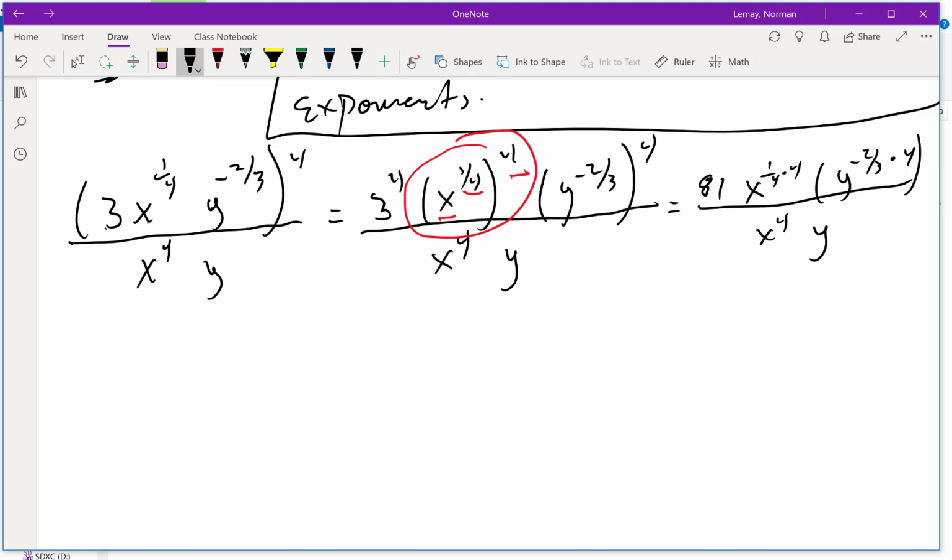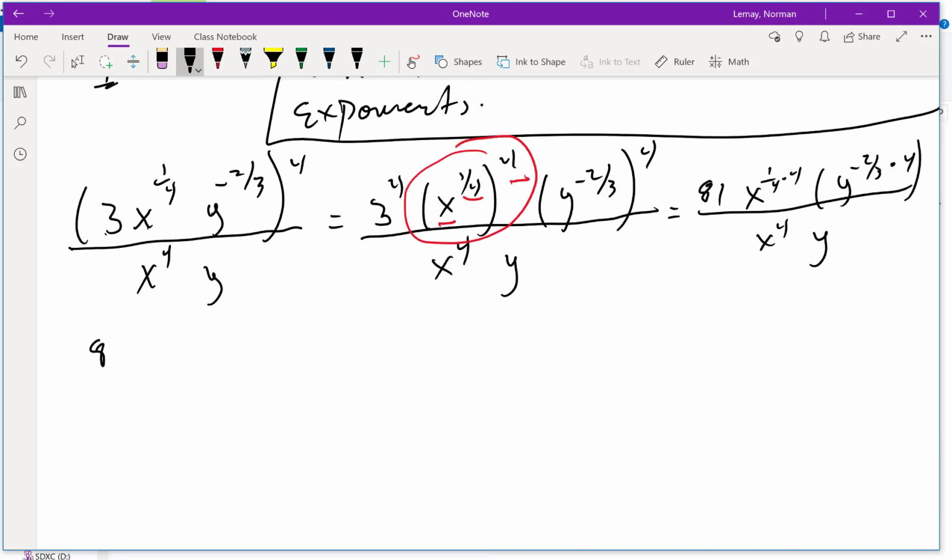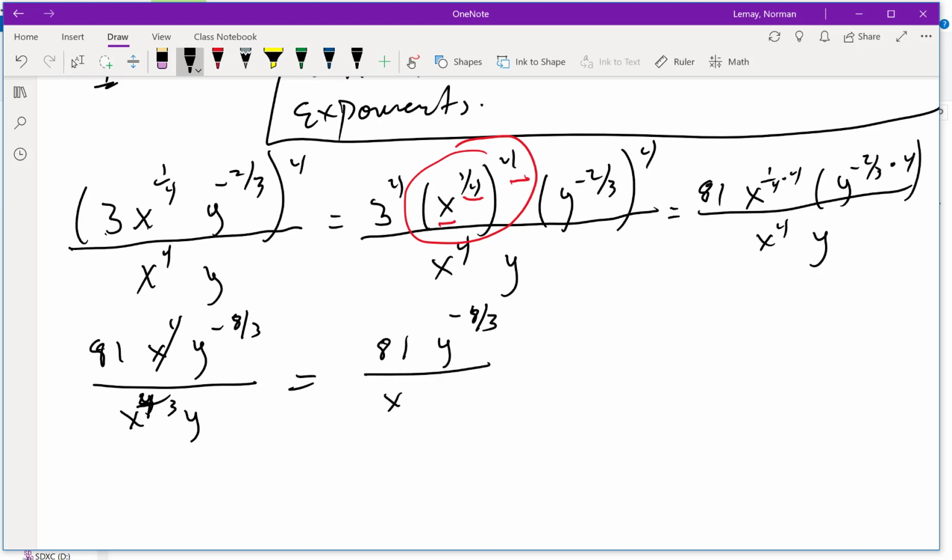Okay, so I'm just doing this step by step. If some of you get the mental math, I get it, you could probably ditch a step. All right, so here we get 81. We're almost done. Notice that 1/4 times 4 is x to the 1st power, and then here we get y to the 2/3 times 4, which is minus 8/3, divided by x to the 4th y. And notice that this x will cancel with this and turn that into a 3. So we get 81 y to the minus 8/3 divided by x cubed y.